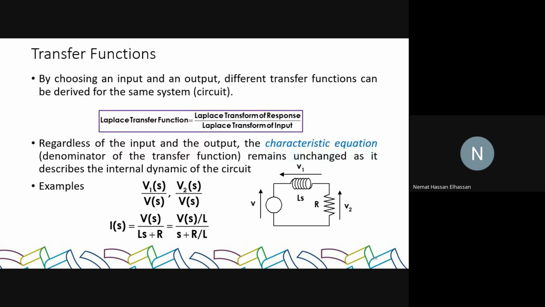Now, if you look at this circuit, sometime, so time, okay.